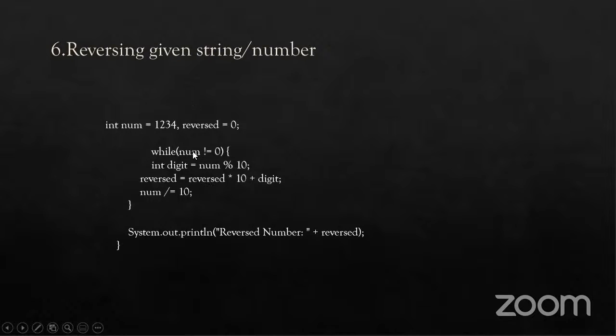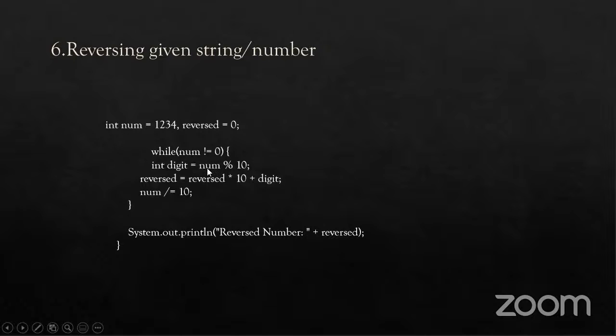So again it will check while num not equal to 0 or not. Yes, not equal to 0 because num is 12. And 12 mod 10 will give 2. Inside digit we'll get 2, and now reverse is 43, right? 43 into 10 plus 2. So 430 plus 2 is 432. Again num by 10, so num by 10 will give 1, only 1 as the quotient.